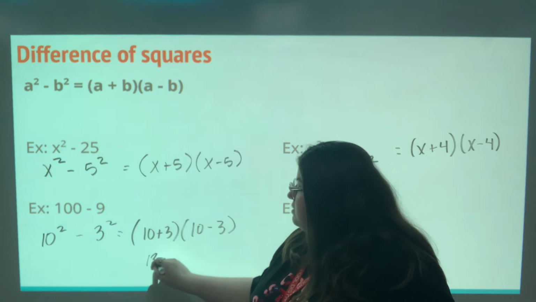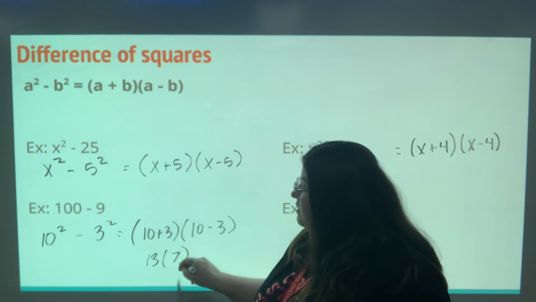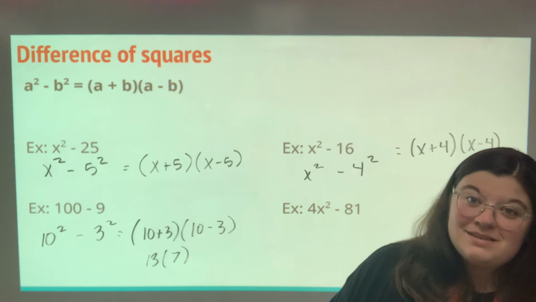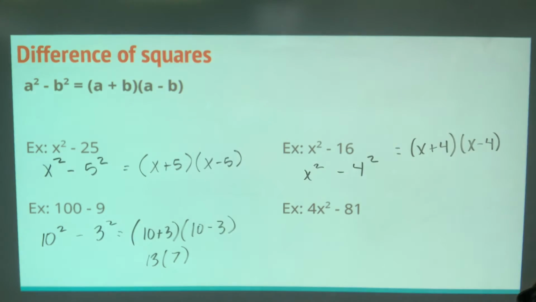10 plus 3 is 13. 10 minus 3 is 7. Is 13 times 7 equal to 91? Yes, it is.